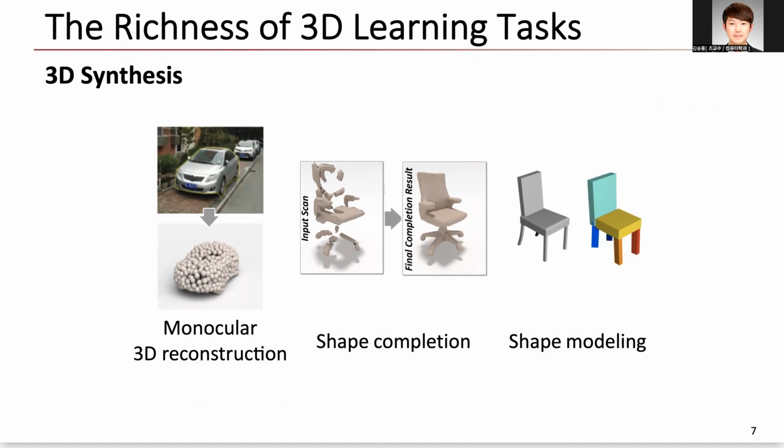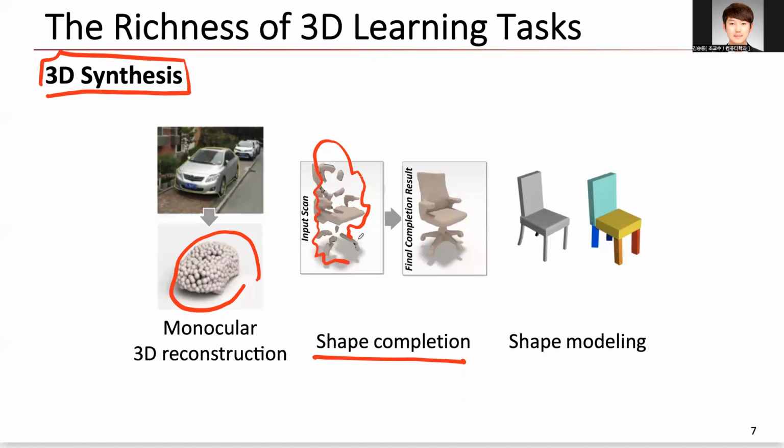In 3D learning tasks, there exists a richness of 3D learning tasks. For example, in 3D synthesis, we can do monocular 3D reconstruction or shape completion from imperfect 3D models. We'd like to reconstruct or complete the 3D model like this, or classify this 3D model, in this case part segmentation in the 3D world, not on 2D images. This is the 3D synthesis perspective.